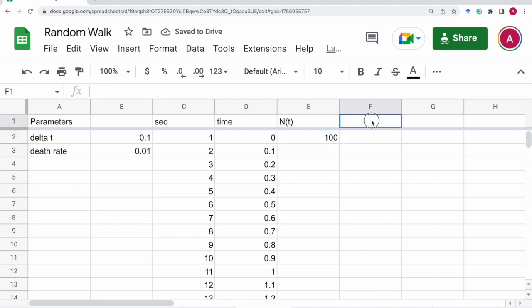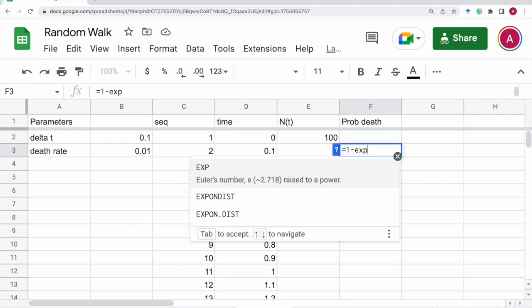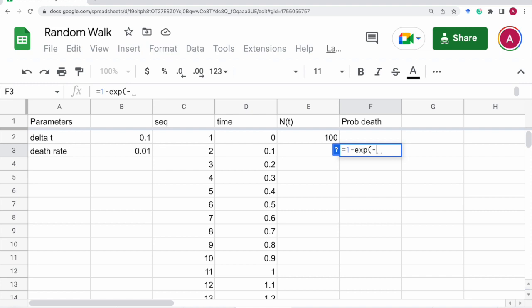And next, let's set the probability of death, one death. So that is 1 minus exponential of negative mu, the death rate, that's B3, times the time step, times the previous population size, that is E2.